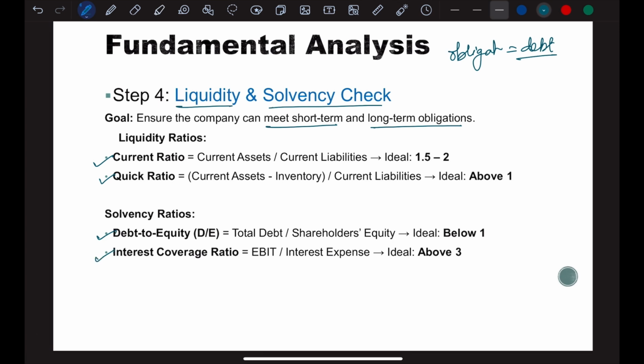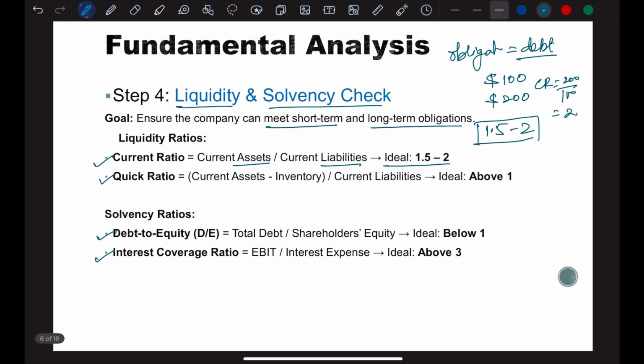In the balance sheet section we saw the current ratio. Why? Because both components of the current ratio come from the balance sheet, which are assets and liabilities. Now the current ratio formula is current assets divided by current liabilities, and the ideal ballpark range is 1.5 to 2, which means if the company has $100 of liabilities and $200 of assets, the current ratio is 200 upon 100, which is 2, which could be seen as a good or fairly decent number.